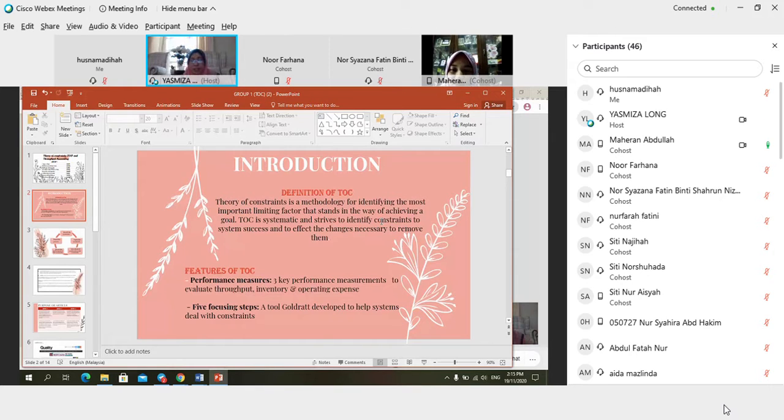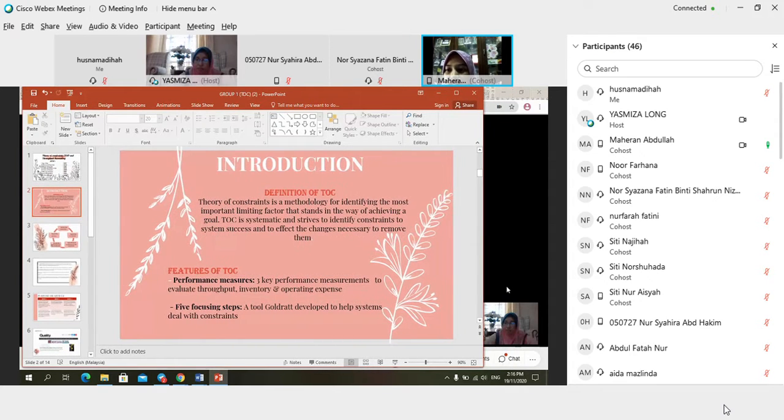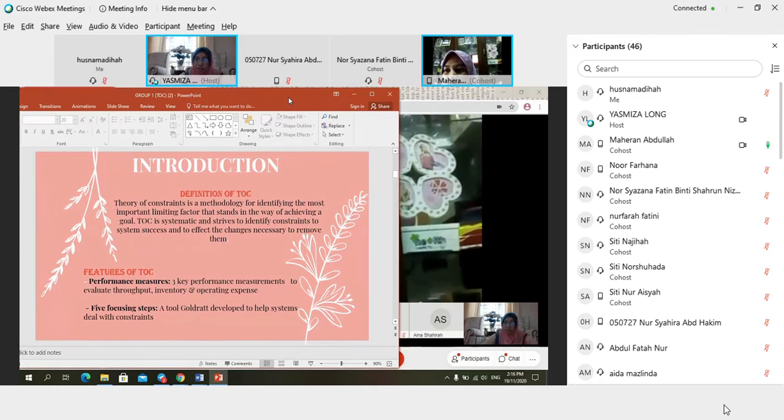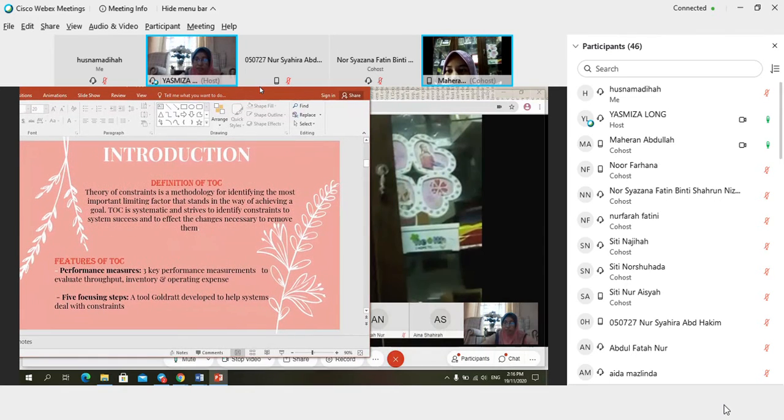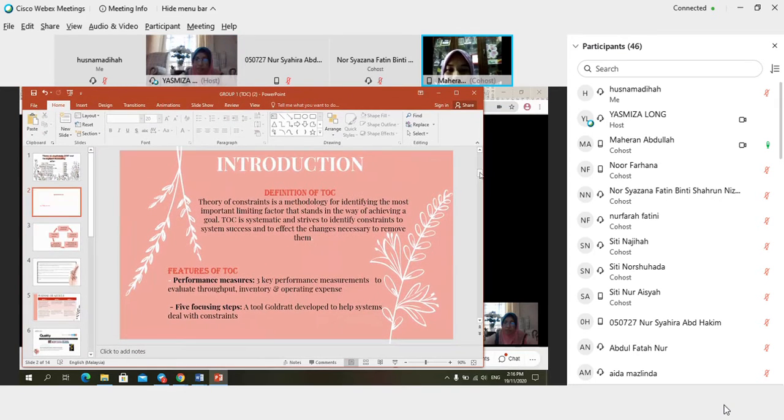Assalamualaikum warahmatullahi wabarakatuh. So our group will present about theory of constraints. The definition of TOC: theory of constraints is a methodology for identifying the most important limiting factor that stands in the way of achieving a goal. Theory of constraints is systematic and strives to identify constraints to system success and to effect the changes necessary to remove them.